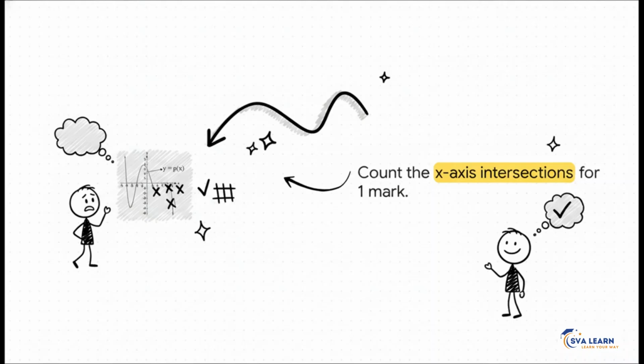Just look at how this plays out on an actual official exam graph. You see that wavy polynomial line? An unprepared student is going to look at that and try to calculate some crazy algebraic equation in their head.